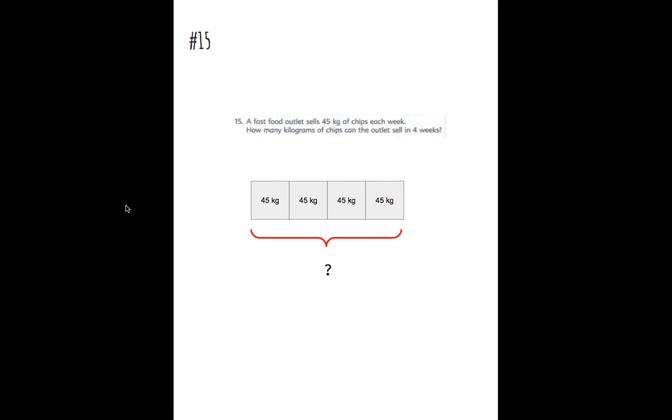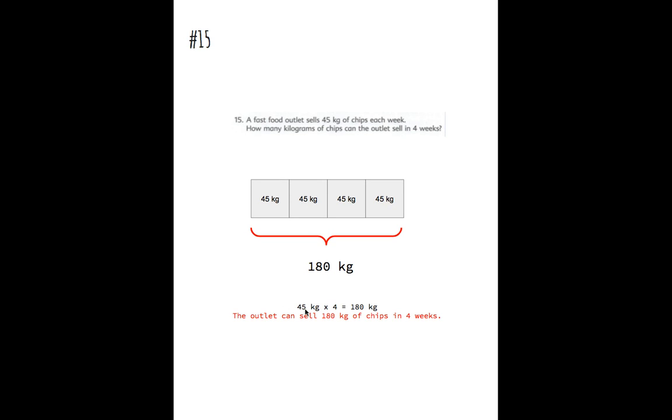Okay, let's check out and see how you did with number 15. A fast food outlet sells 45 grams of chips each week. How many kilograms of chips can the outlet sell in 4 weeks? So our part is 45 kilograms of chips each week. They're looking for 4 weeks, so we're looking for the total, which is a larger number. We're looking for a whole. So we're going to multiply 45 kilograms times 4 to get 180 kilograms. So when we go back into our question, we have our answer statement. The outlet can sell 180 kilograms of chips in 4 weeks.